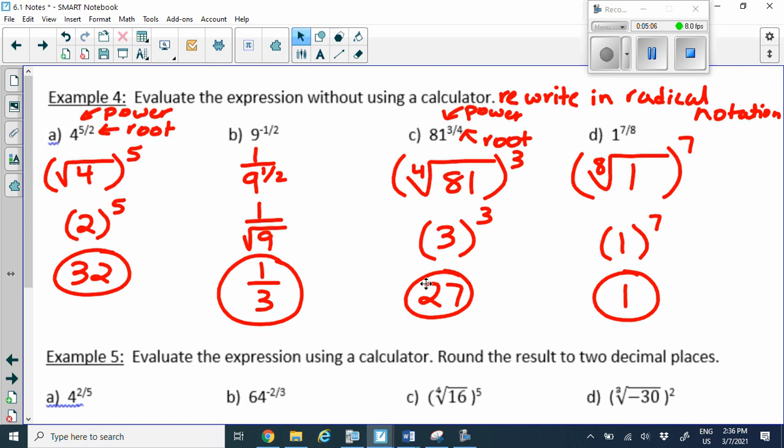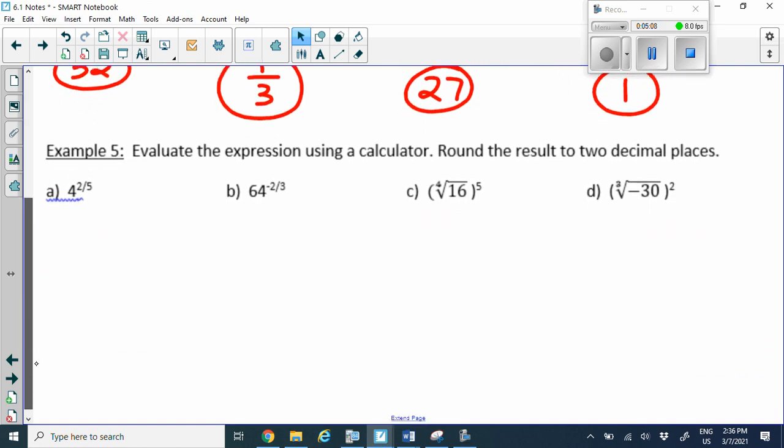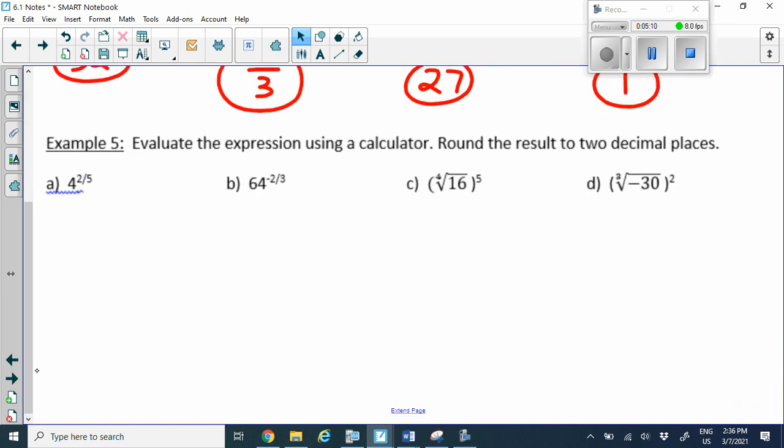Okay, now let's go ahead and try example 5. Now these expressions, we will have to use a calculator because we are going to get decimals as our answers. So what we'll have to do is round our answers to 2 decimal places. So this is where you need to make sure you do have a calculator. Now for the first one, 4 to the 2/5. On these, you do not need to rewrite in the other notation. We just literally plug this into our calculator, okay?